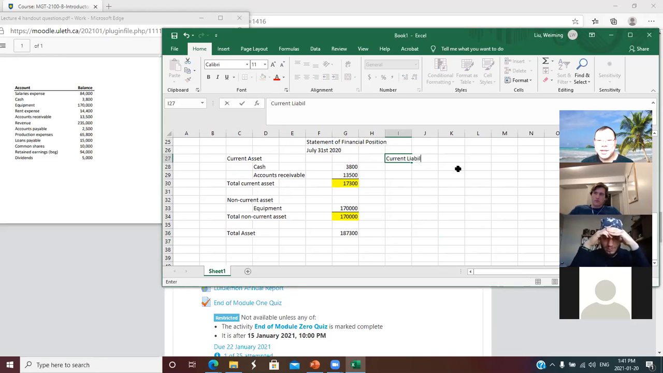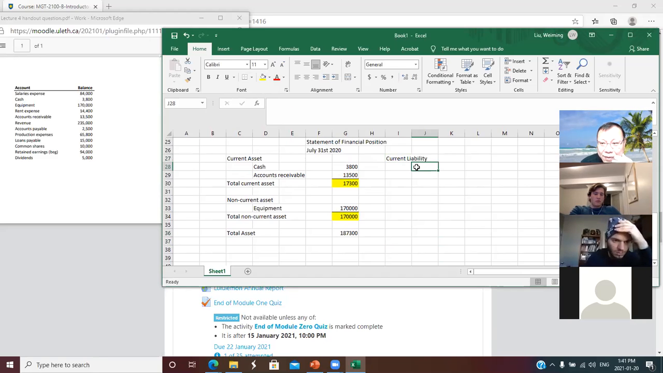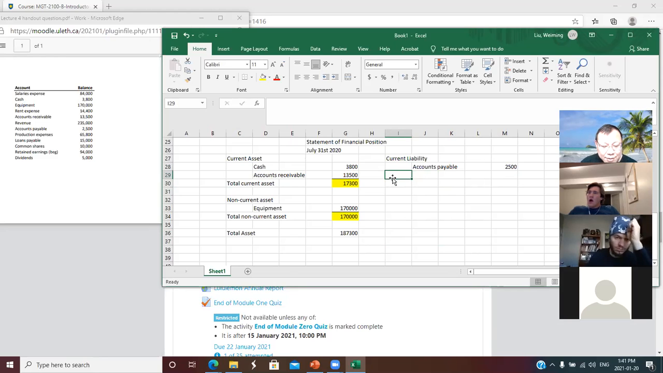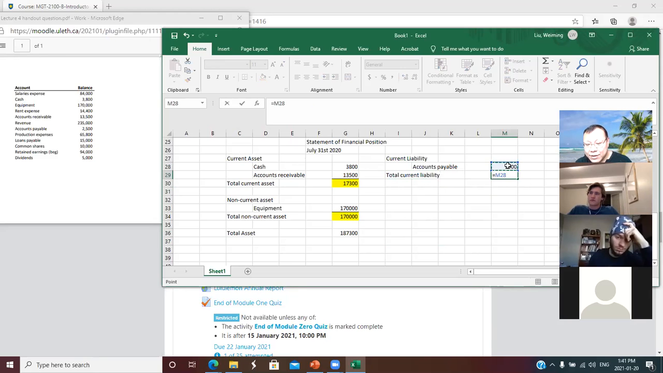So now let's take a look at the current liability. What is the current liability? Accounts payable. So that will be 2,500. That's the only one, so I will have total current liability of 2,500.